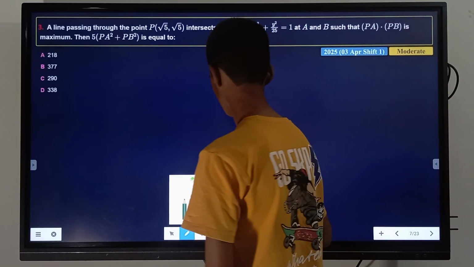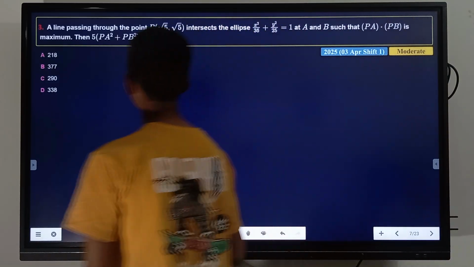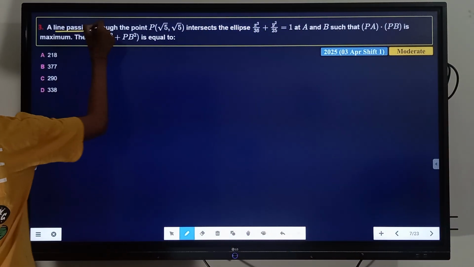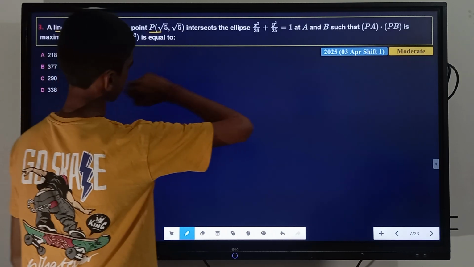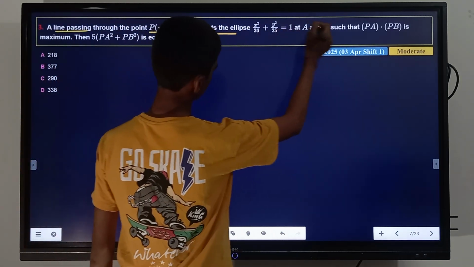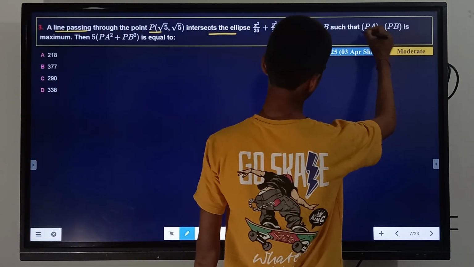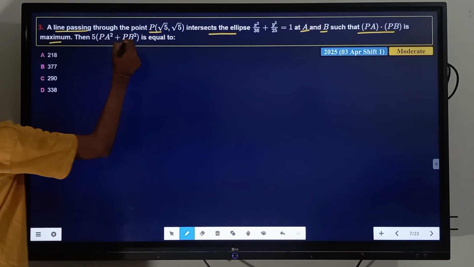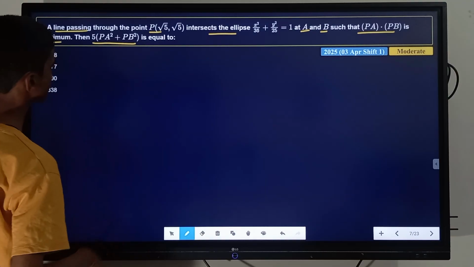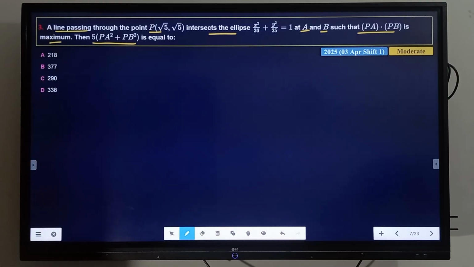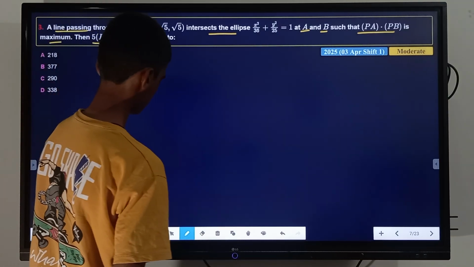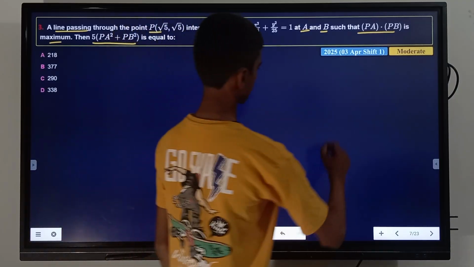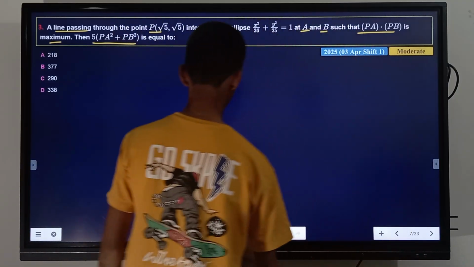Here is our next question. This time our question says a line passing through the point P intersects the ellipse at A and B such that PA into PB is maximum. Then we have to find the value for this expression. So first let's plot the graph.